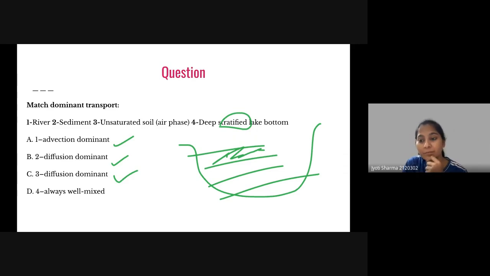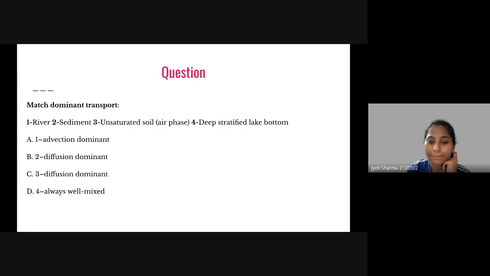But in temperate regions, whenever there is a change in the season, the surface water of the lake will have, let's say, low temperature in the winter, and then high in the summer. So there will be some kind of mixing. But if it is stratified, then there is no well mixing. So D is not the right answer. So A, B, C.